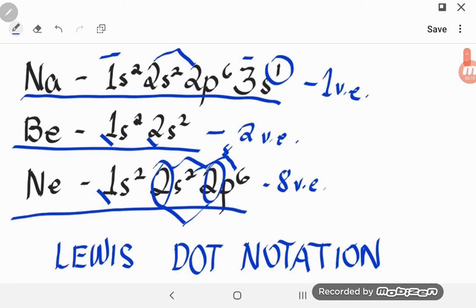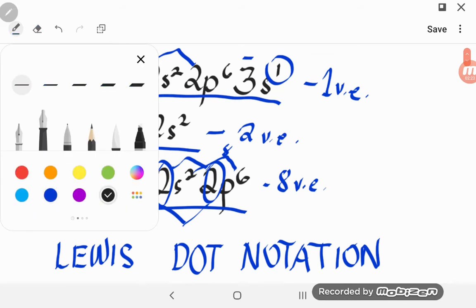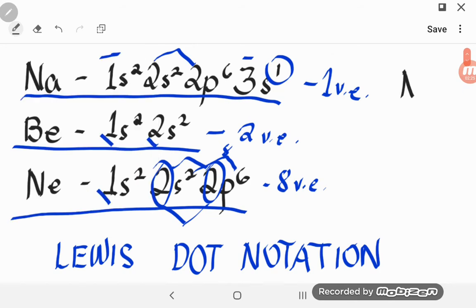Okay, so how do we write the Lewis dot notation? Now that we know the number of valence electrons, the next step is to write first the symbol of the element. So let's start first with sodium. For sodium, we shall write first the symbol of the element. After that, you already know the valence electron will be symbolized by a dot.